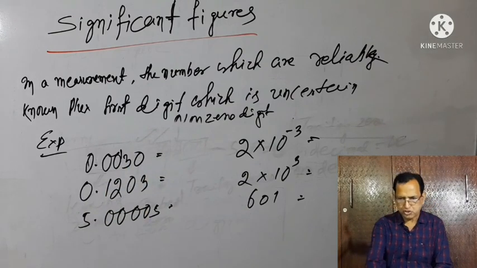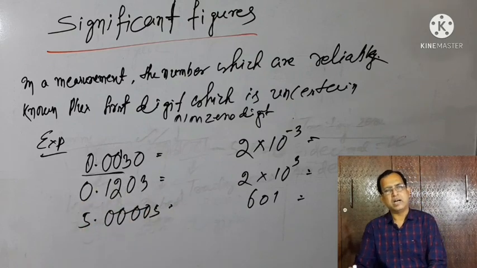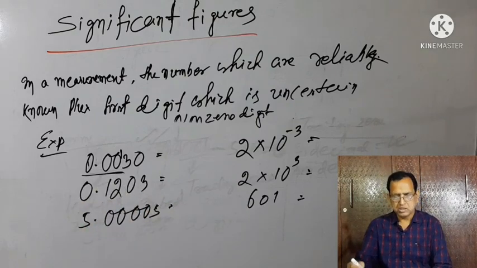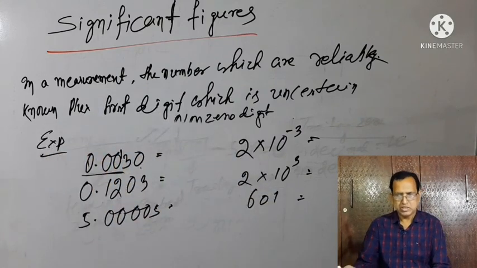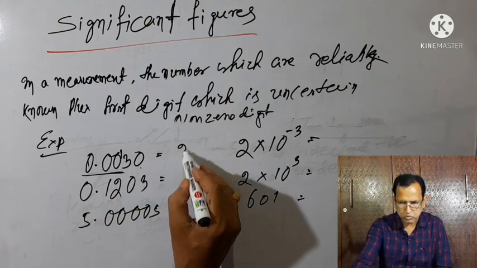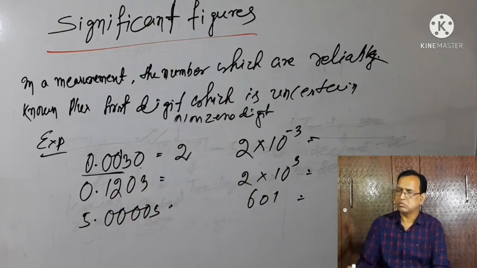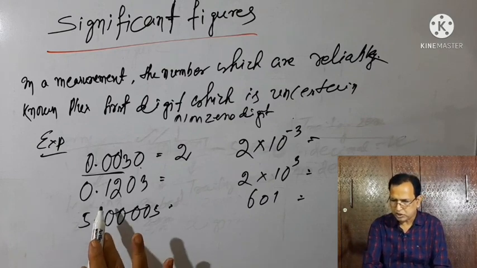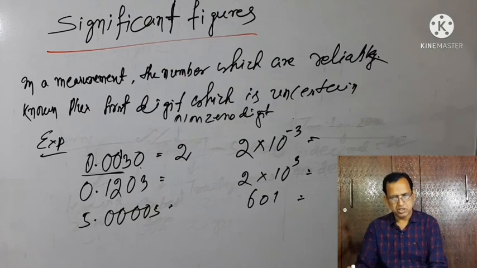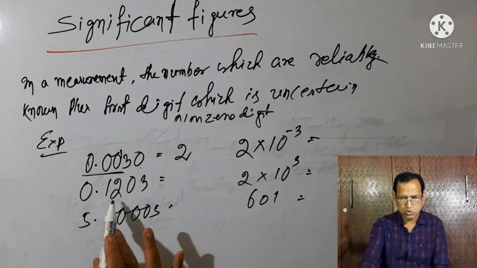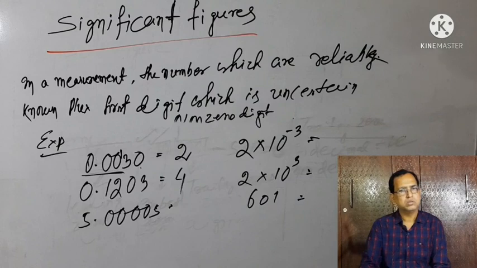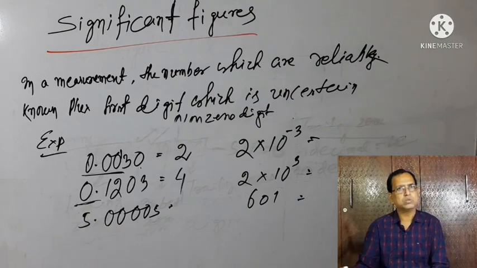0.0030. So, these three are leading zeros, but this is your trailing zero. It is a decimal number. So, significant figures are 2, 3 and 0. So, 0.1203, in this case significant figure is 4. This is leading 0, not used as significant figure.